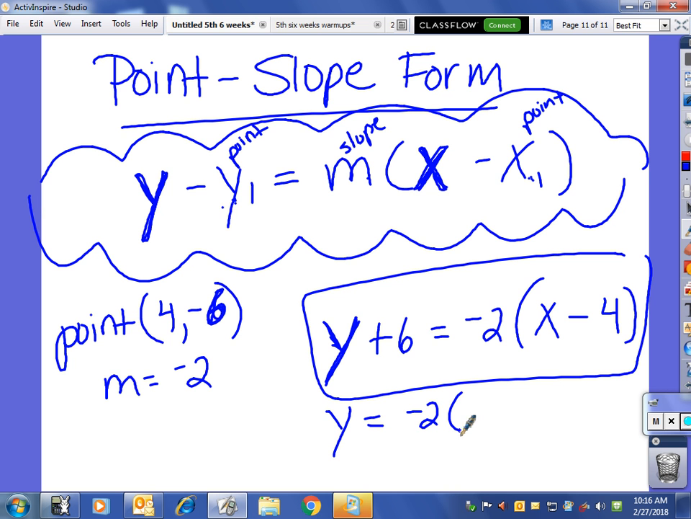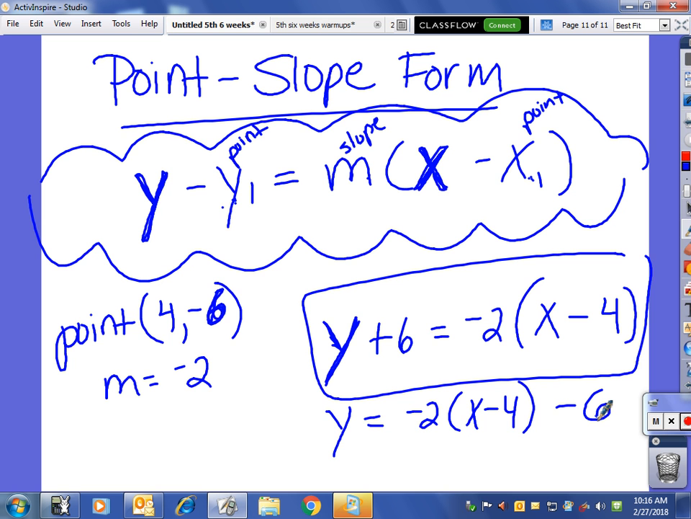What could I do without really distributing or anything like that? Put it on the back end. That plus 6 would become a minus 6. So you could modify it a little bit to make it more calculator friendly. And yes, I am going to make you go from one form to another, which would involve distributing that -2 and doing some other stuff.